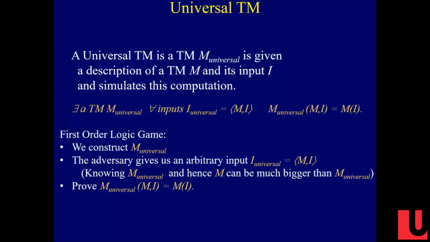But then, when the adversary gives me an input, do you think the adversary is going to give me one that my Turing machine is designed for? No, it's an adversary. He's going to give me a bad input.